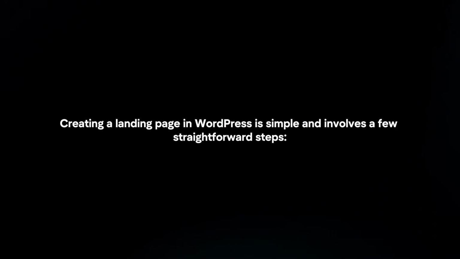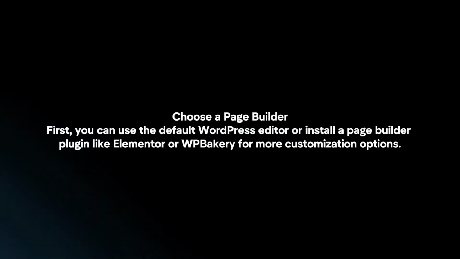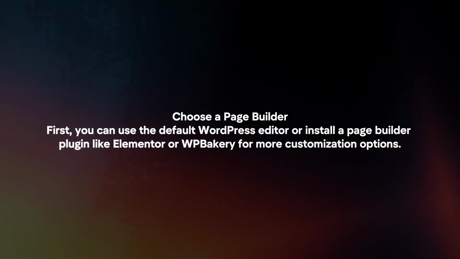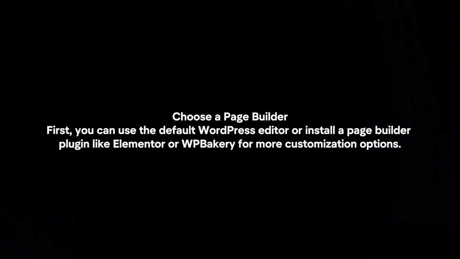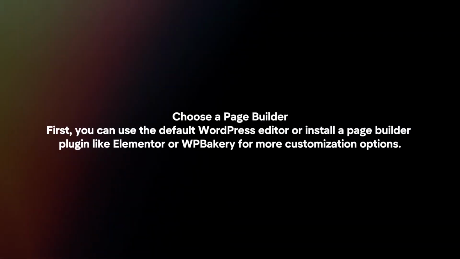Creating a landing page in WordPress is simple and involves a few straightforward steps. Choose a page builder. First, you can use the default WordPress editor or install a page builder plugin like Elementor or WP Bakery for more customization options.